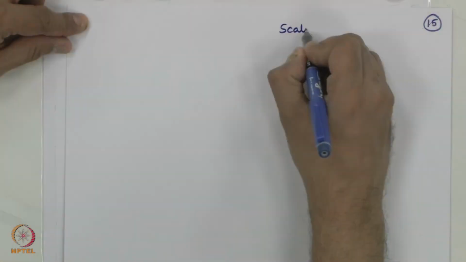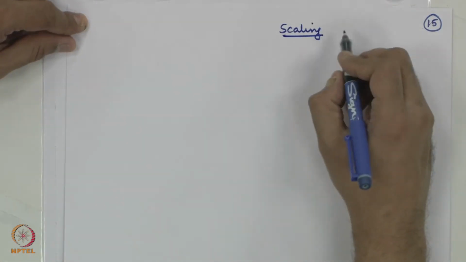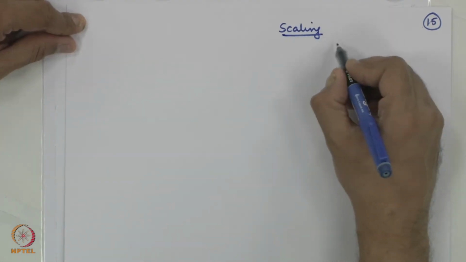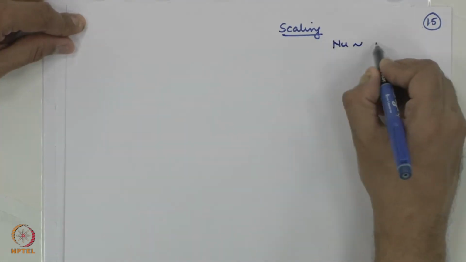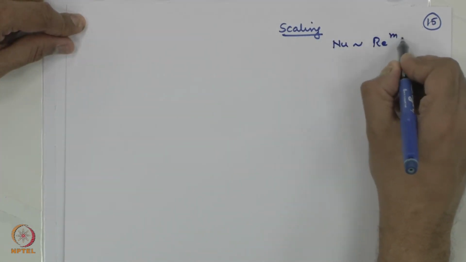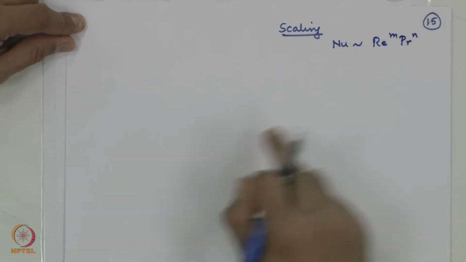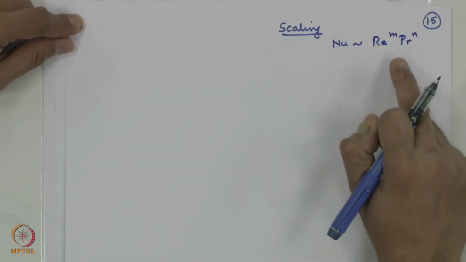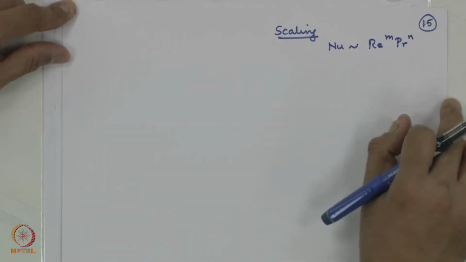Okay, so we just go to some basic results. Remember our scaling analysis gave me what? Nu is of the order of Re to the power n, Pr to the power n, and we got this as half and 1/3, half and half depending on the situation.